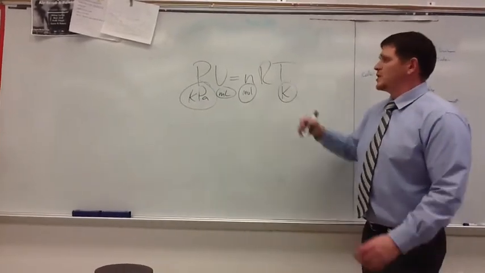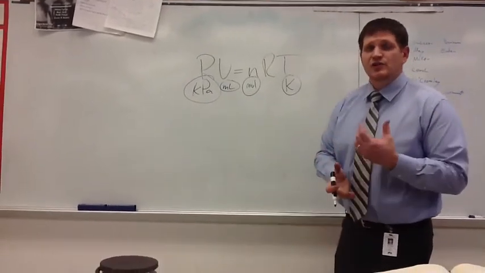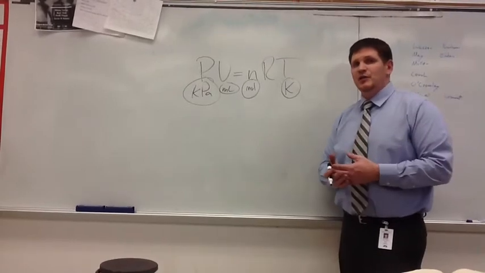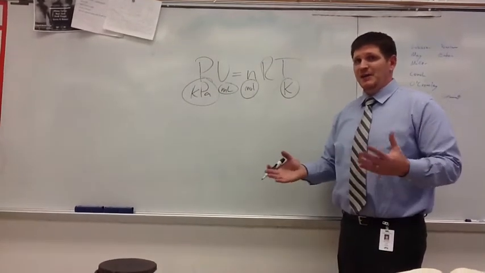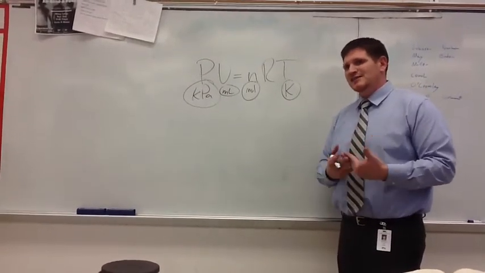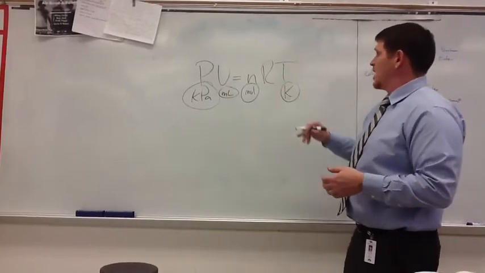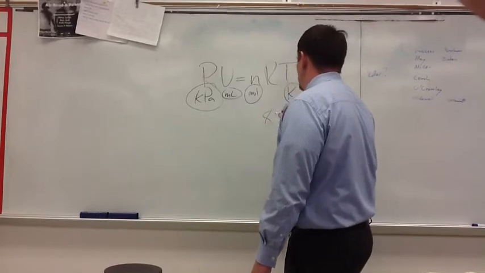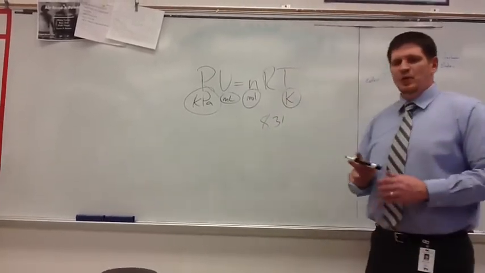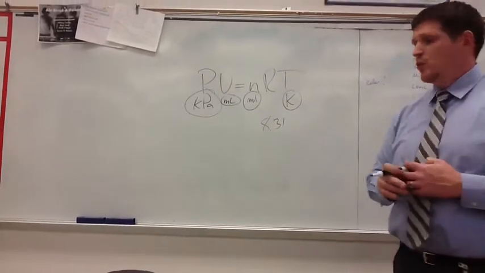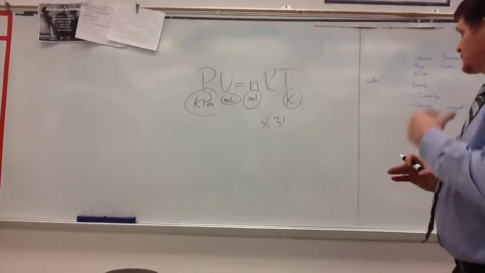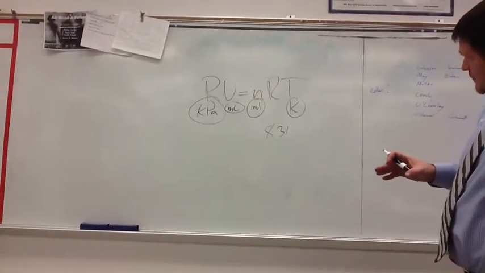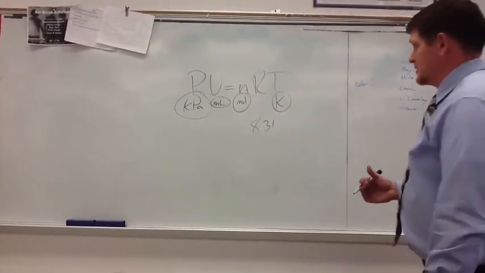Okay, so back to our constants. Remember, constants are just used in mathematical equations to make the numbers fit, to make them all come together so we have some meaning, so we can see a trend. The constant here is going to be 8.31. Now, same thing as what we did before. What are the units for it?